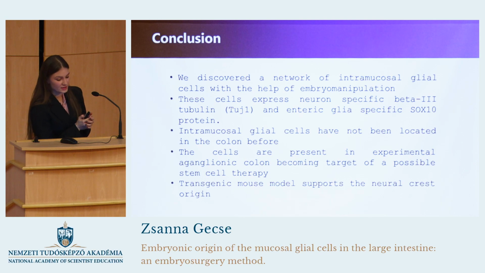So as a conclusion, we discovered the network of intramucosal glial cells with the help of embryo manipulation. These cells express neuron-specific beta-3 tubulin TUJ1 and enteroglia-specific SOX10 protein. Intramucosal glial cells have not been located in the colon before. The cells are present in experimental aganglionic colon, becoming a target of a possible stem cell therapy. Transgenic mouse model supports the neural crest origin.